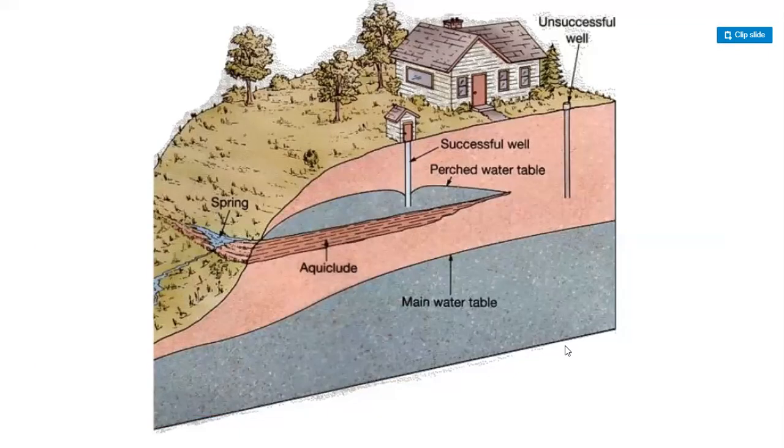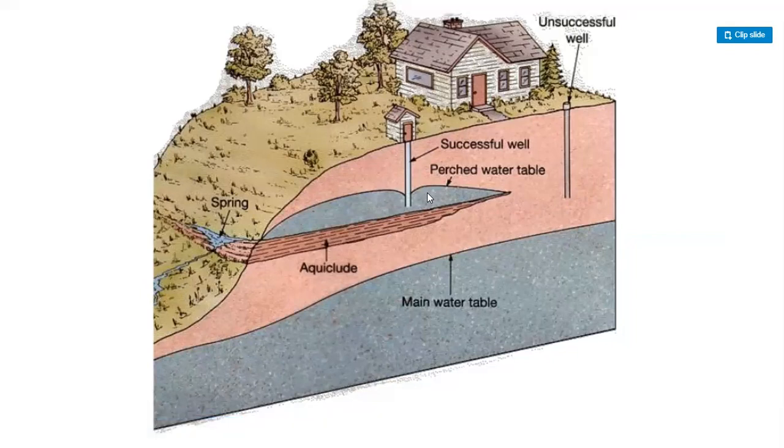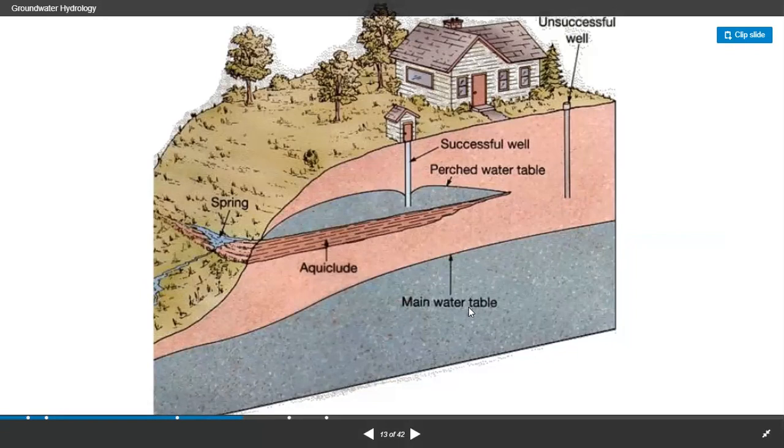So, guys, here also main water table. This is the aquiclude and successful well and a perched water table. This is the spring. So, unsuccessful well. Perched water table, in this perched water table, water is available but it is not plentiful, but if you want to take a plenty of water, definitely we go into the main water table.